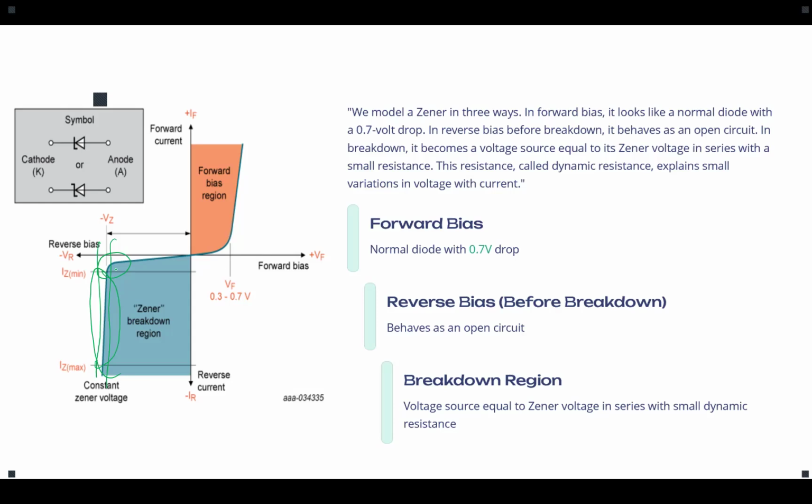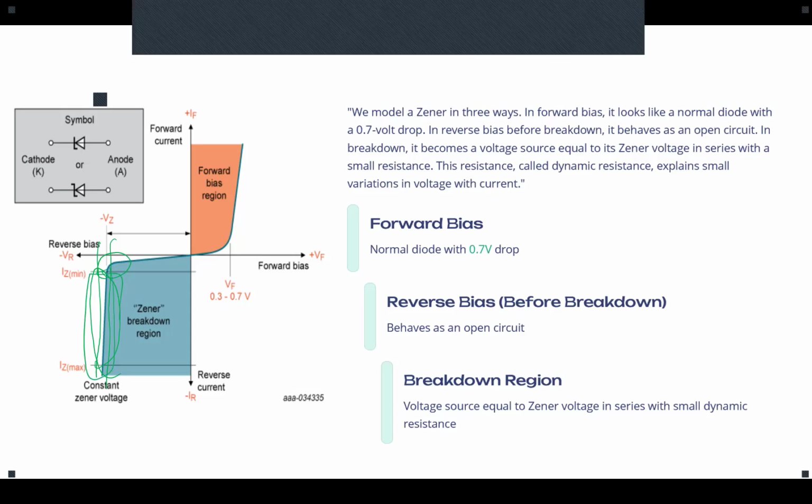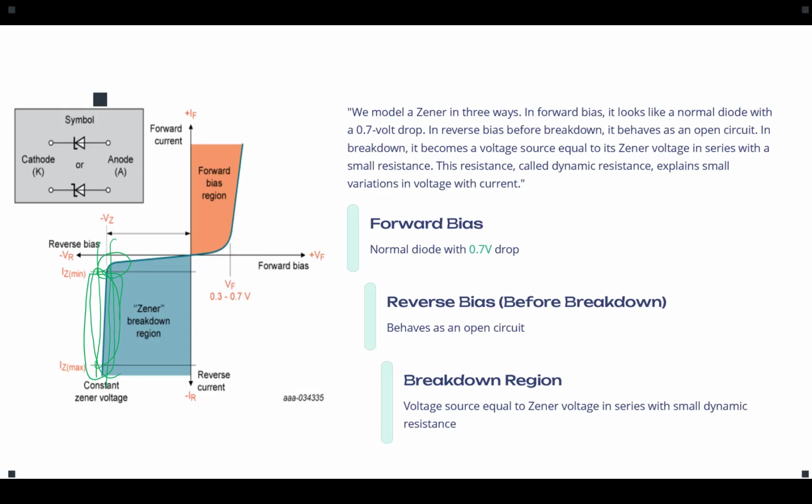Now, because of this characteristic, we use the Zener diode in reverse bias to regulate the voltage and stabilize the voltage at a certain level. That certain level will be the Zener voltage of that specific diode that we use.